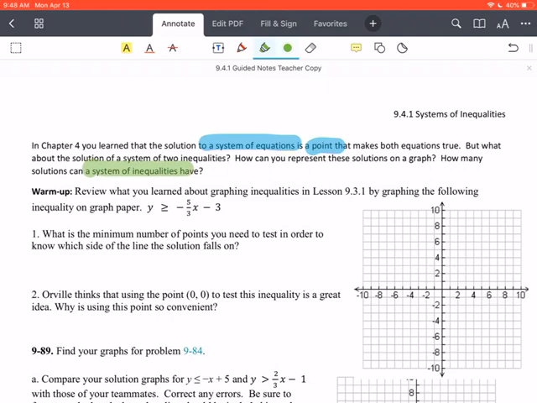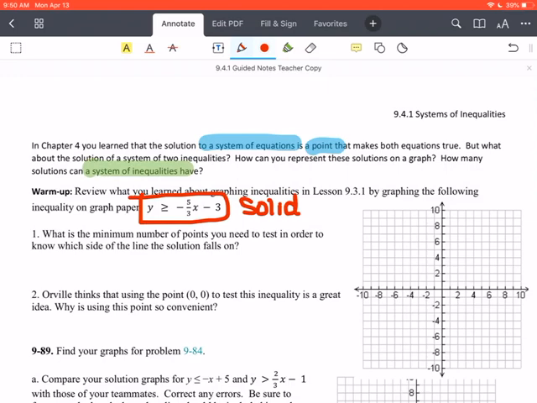So for our warm-up, we are going to review what we learned about graphing inequalities a few lessons ago in 9.3.1, that was just last week, by graphing the following inequality on the grid that we are provided. So we are going to work through y is greater than or equal to negative 5/3 x minus 3. Okay, so the first thing that we have to do is graph that boundary line, and we know that it is going to be a solid line due to the fact that it's or equal to.